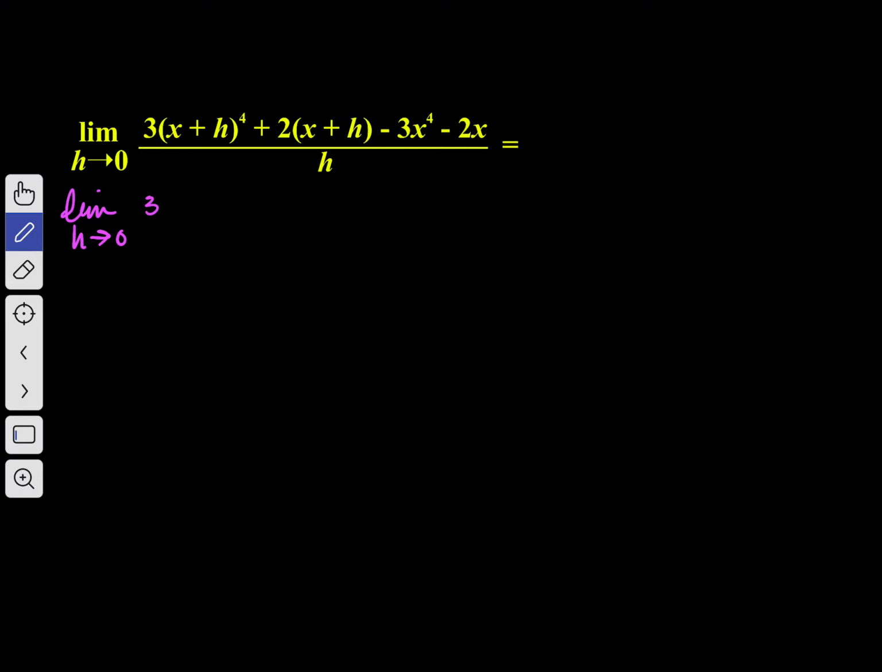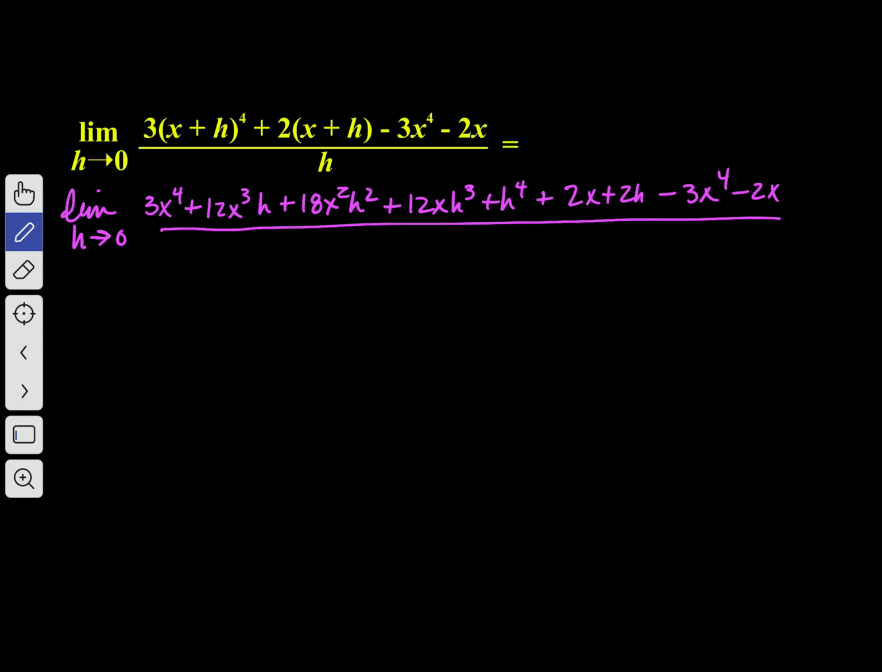This is going to be 3x to the fourth plus 12x cubed h plus 18x squared h squared plus 12x h cubed plus h to the fourth, plus 2x plus 2h, minus 3x to the fourth, minus 2x. And this is all divided by h.